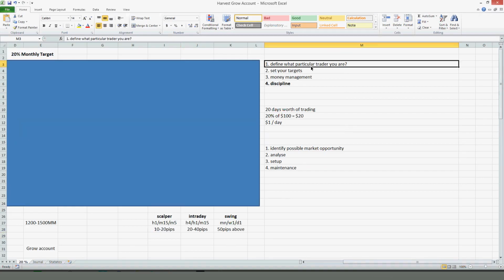So why did I show that? You need to make sure that first of all you define what particular trader you are. You need to be able to know how each particular pair moves.